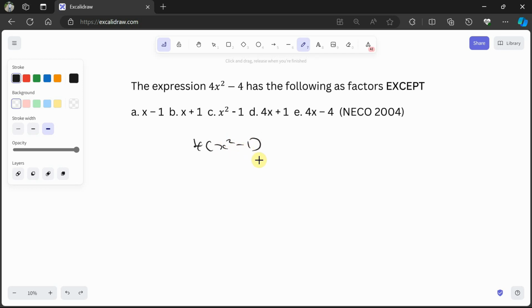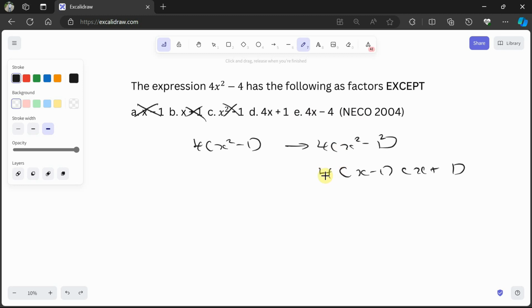Can you see what I'm saying here? Yeah, so the first thing is that x squared minus 1 is a factor. So option C is out of it. Now this x squared minus 1 can be written as 4 open brackets x squared minus 1 squared, because 1 squared is the same as 1. So we have 4 open brackets x minus 1, x plus 1. So if there's anything like x minus 1 or x plus 1, it is out of it. Right, so we're left with these two.